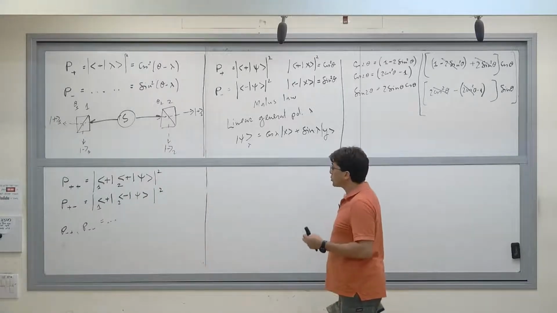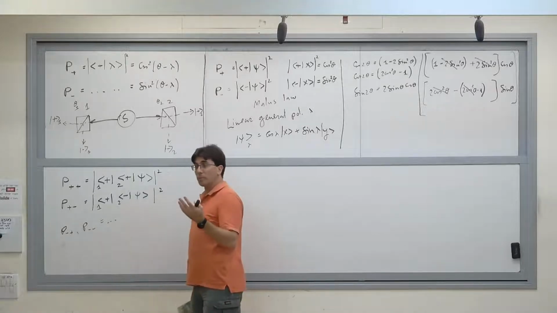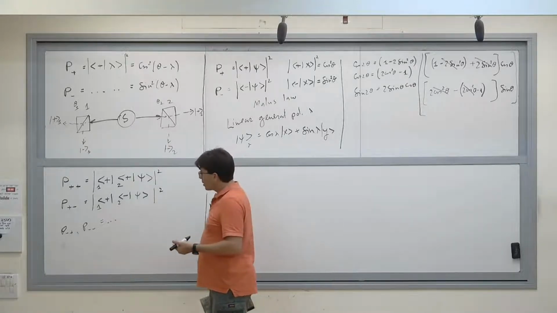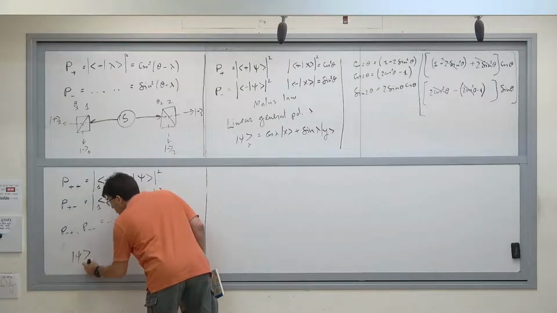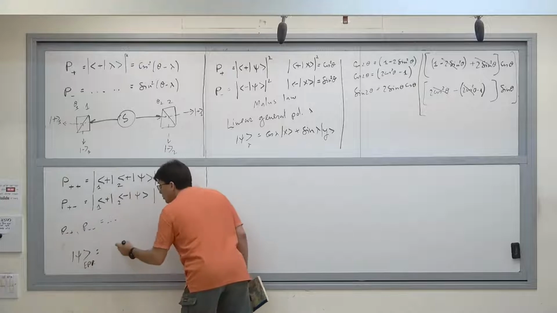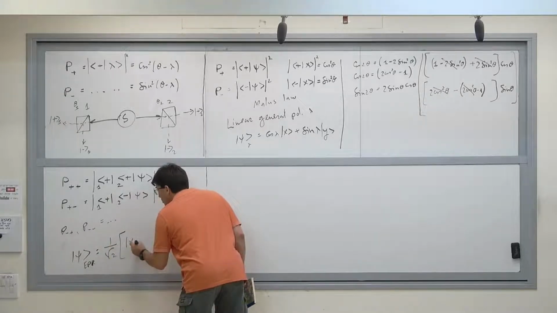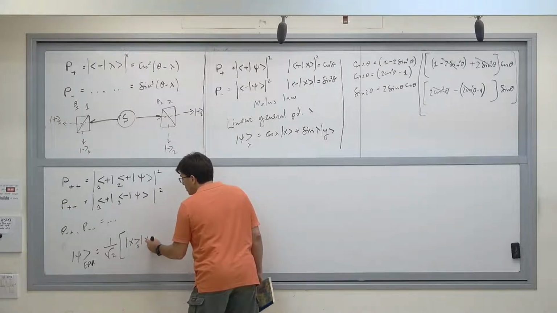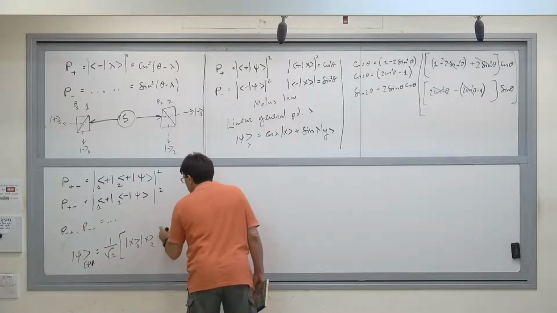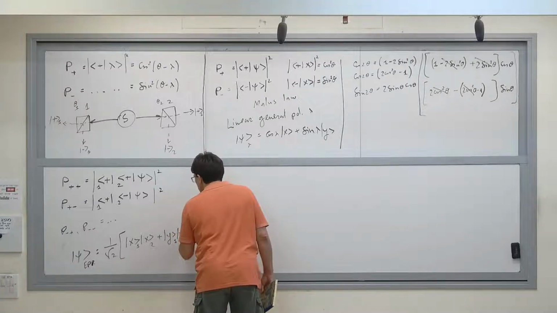Now let's assume a state. Let's write the EPR state. The EPR state in this case would be 1 over square root of 2 times x in photon 1 and x in photon 2, plus y in photon 1 and y in photon 2.